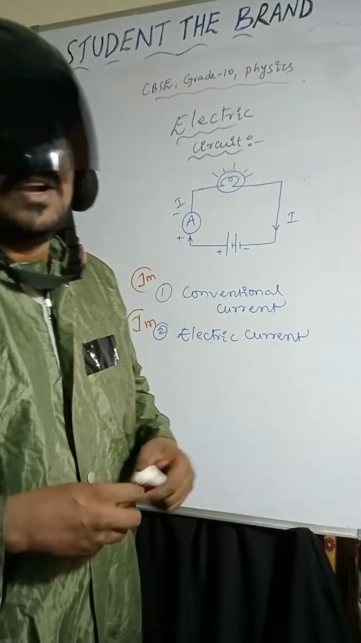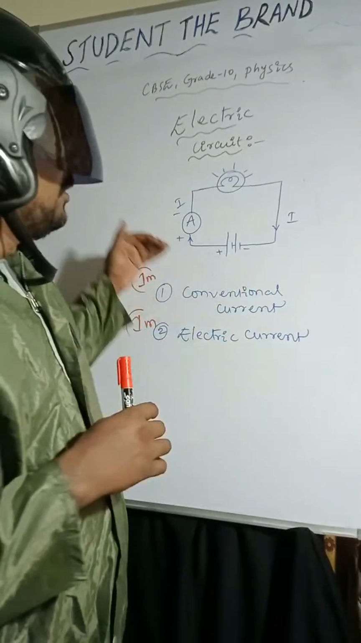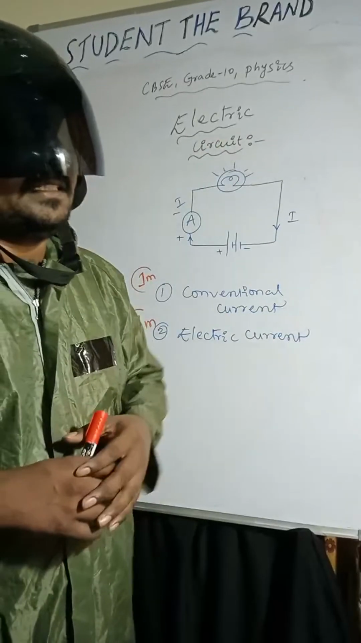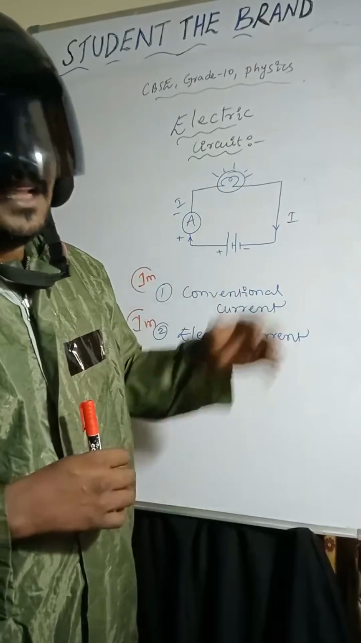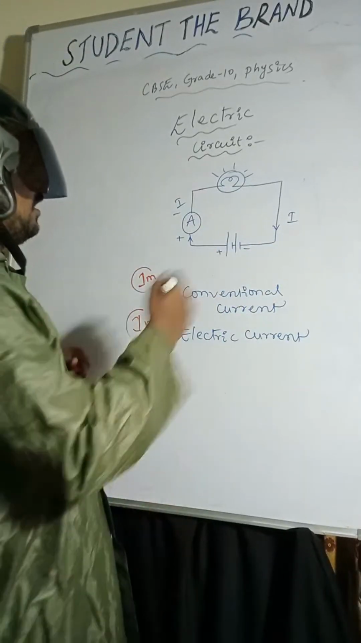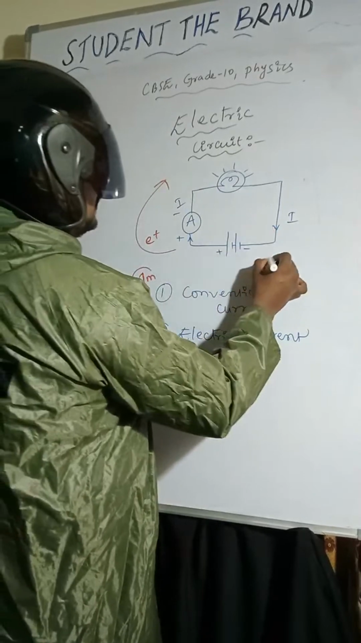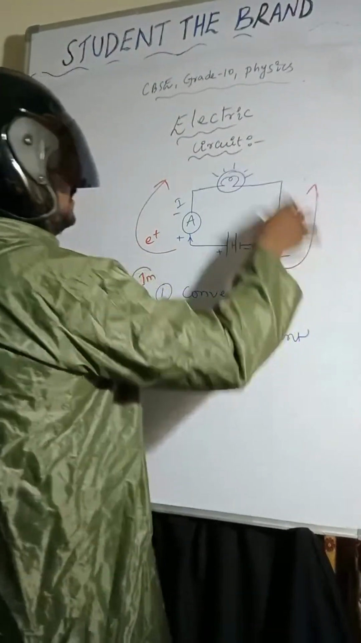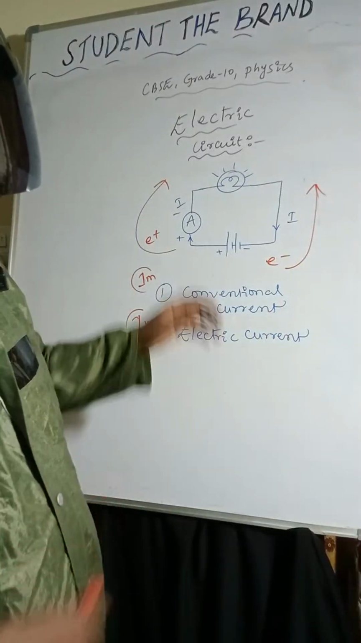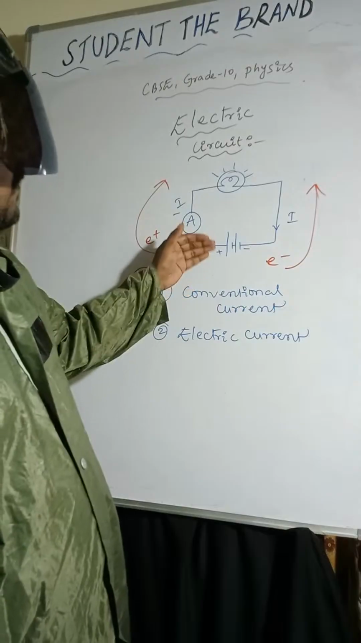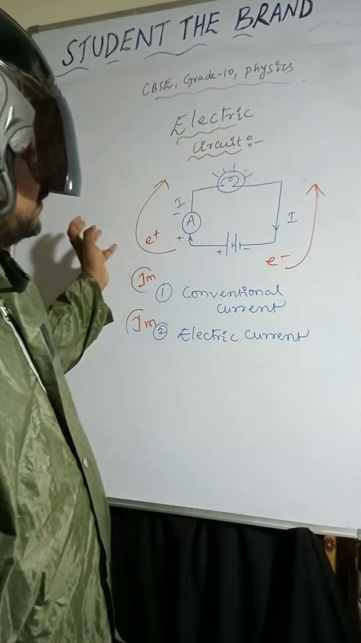What is conventional current? Conventional current is nothing but the flow of positive charges. The flow of electrons is known as electric current. Positive charges are moving from the positive terminal to the negative terminal, whereas electrons are moving from the negative terminal to the positive terminal.